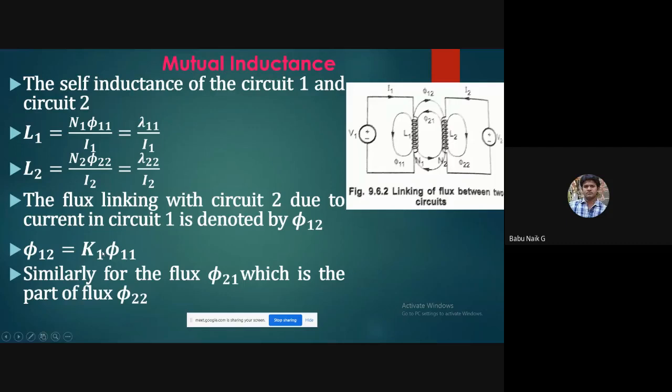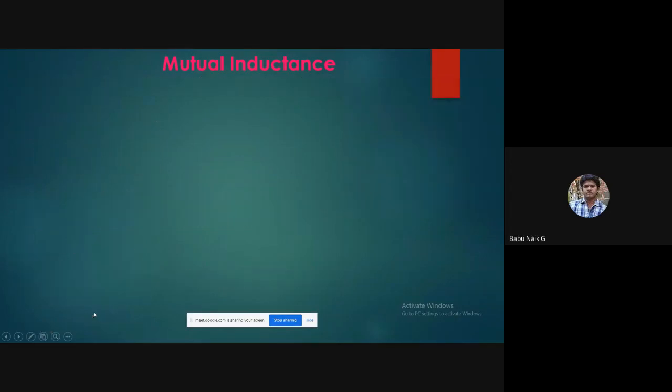In a similar way, you can take phi 21, the flux which is going to link with circuit 2. Okay, so that you can also write down here: phi 21 is equal to K2 into phi 22. So this constant depends on which material we are going to use. Suppose it is in air, or some relative permeability which we are going to consider. So the constant will change depending on that value.